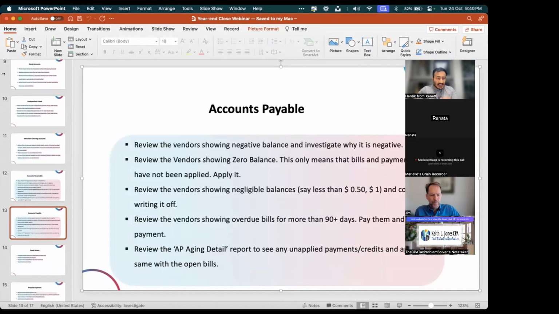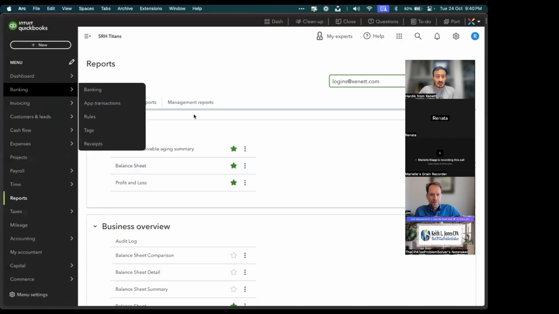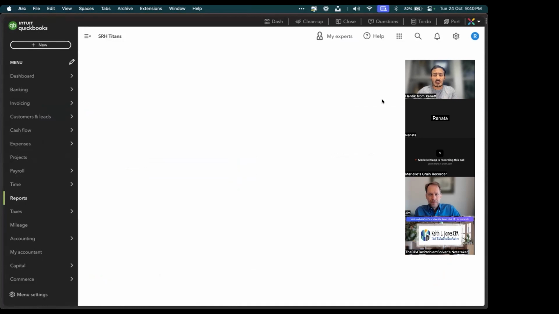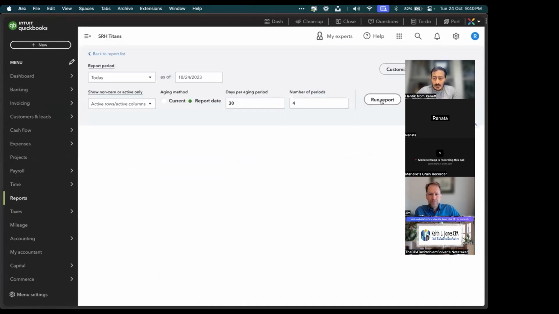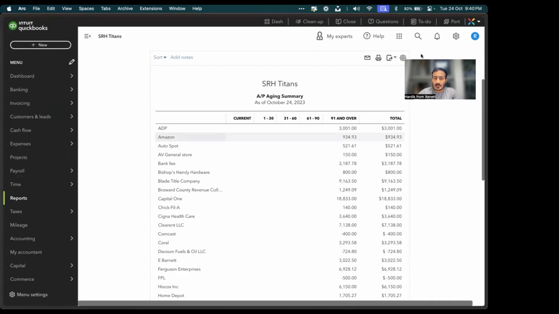Number one thing that I generally do while reviewing accounts receivable and accounts payable is that whenever we pull the aging report, let's say I'm just going to pull up the accounts payable aging summary for now, right? You guys can see my QuickBooks screen, right? Okay, perfect.